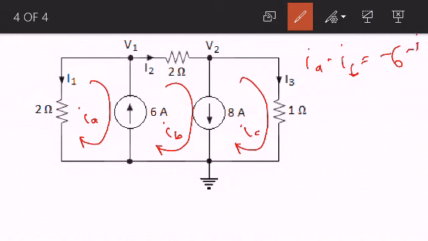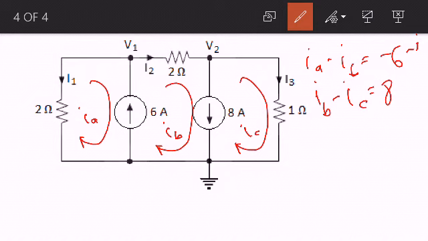Okay, now if you look at the second loop current here, between IB and IC, you see 8 amperes. And you see that 8 amperes is going in the same direction as IB, the loop current IB. So we can say here that IB minus IC, okay, is equal to 8 amperes. So that is what we have.